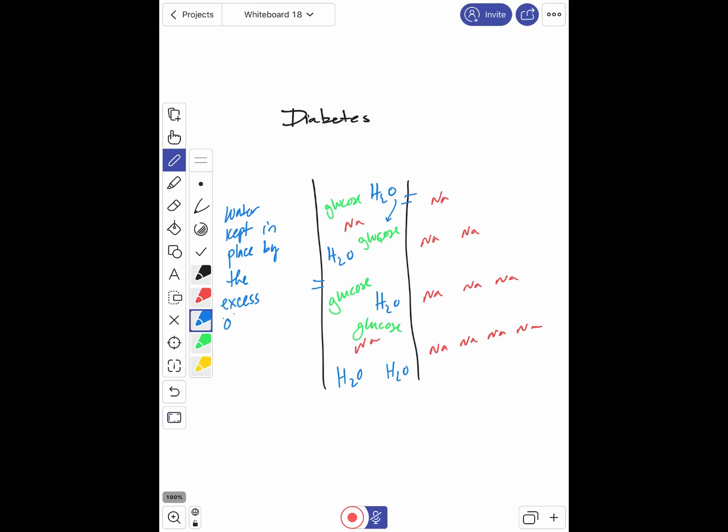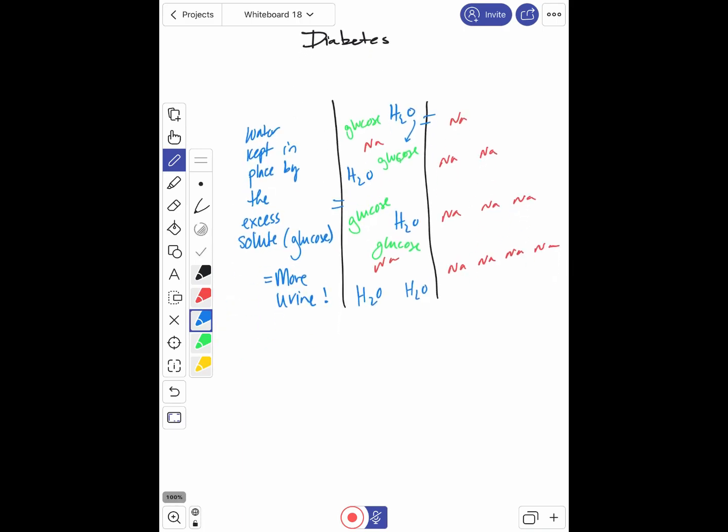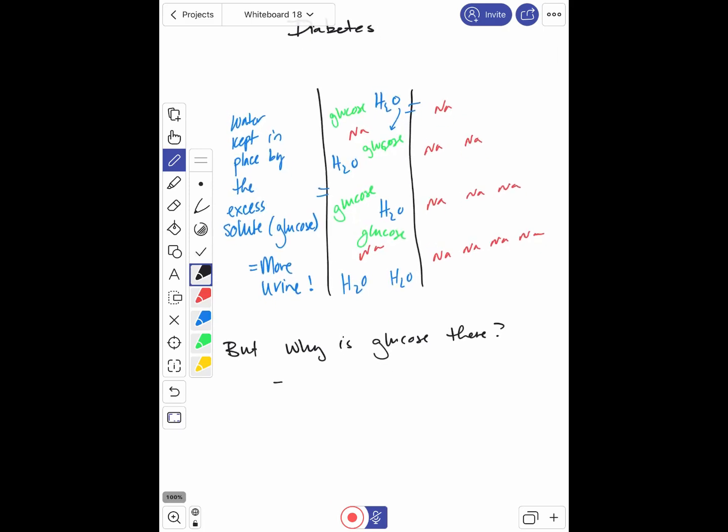Remember that it's the solute gradient that pulls the water out. If we have excess glucose in the nephron, now we have excess solute in the nephron, and this decreases the drive on water to leave. As a result, the water stays within that nephron and ends up getting to the bladder. One of the first symptoms most diabetics notice is that they're peeing a lot and they're very thirsty. This is because that excess glucose is dragging the water out of their system.